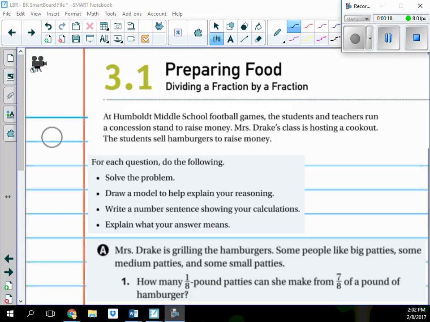So at Humboldt Middle School, at their football games, the students and teachers run a concession stand to raise money. A concession stand is like a place where you can usually buy soda and candy and all kinds of really fantastic junk food while you're watching usually a sporting event or like a movie. So Mrs. Drake's class is hosting a cookout, and the students sell hamburgers to raise money.